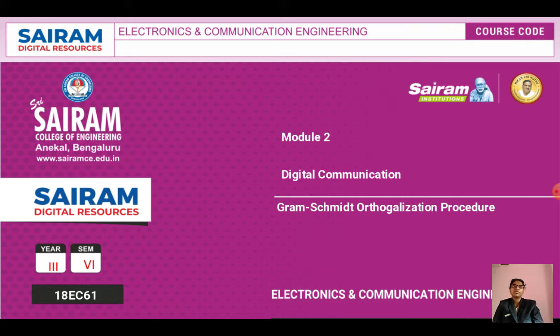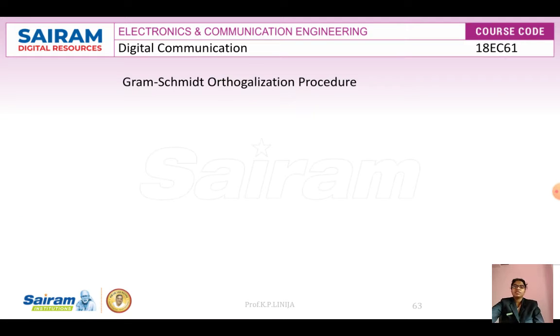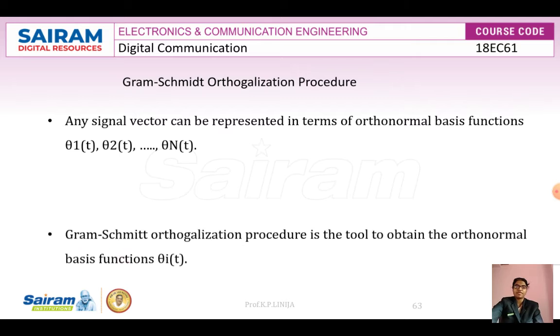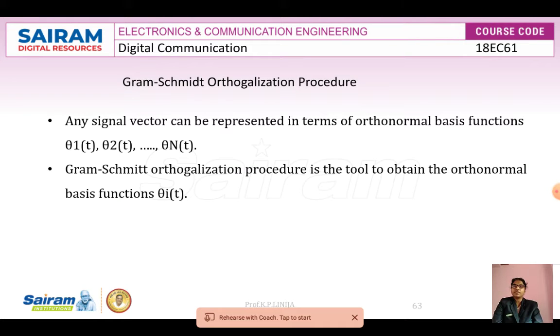Today let us discuss the procedure for the Gram-Schmidt orthogonalization process in a digital communication system. In this procedure, we are going to represent any signal vector in terms of orthonormal basis functions, that is phi 1 of t, phi 2 of t and phi n of t. This procedure is the tool to obtain the orthonormal basis functions, that is phi i of t.